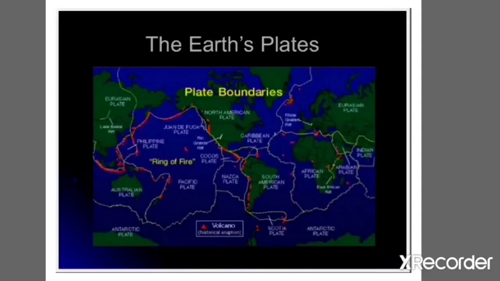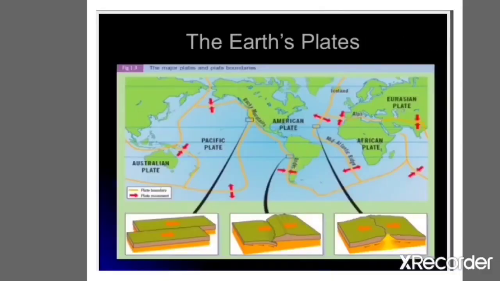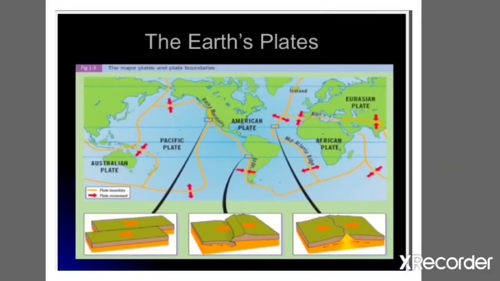The 7 major plates are the Pacific plate, North American plate, South American plate, African plate, Antarctica plate, Indian-Australian plate, and Eurasian plate. So these are the 7 major plates. Now the 3 minor plates are the Caribbean plate, Nazca plate and Philippine plate. So you can see this theory explains that our crust is divided into 7 major and 3 minor plates, which is called plate tectonics.